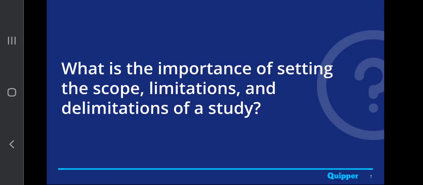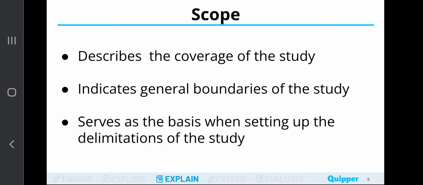Now, what is the importance of setting the scope, limitations, and delimitations of a particular study? Let's first try to decode what are these three. First, we have scope. Scope describes the coverage of the study, indicates general boundaries of the study, and serves as the basis when setting up the delimitations of the study. Meaning to say, kung muhisgot tag scope ug sa Binisaya pa, diha rataman or asa taman ang imuhang studyohan. Asa rakutob ang imuhang study about a particular topic or about a particular concept.